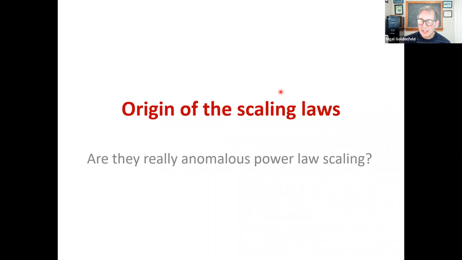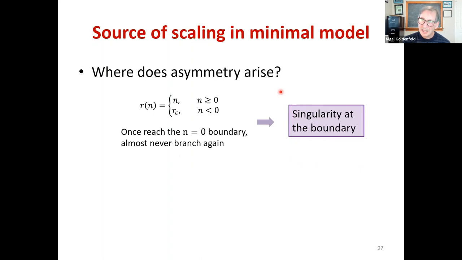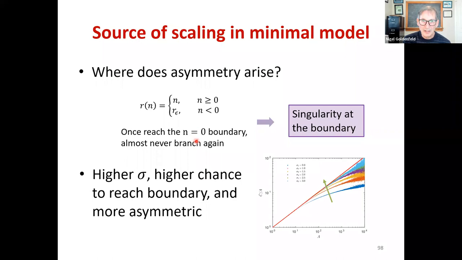And so we have to answer that, we have to figure out where the asymmetry arises. When you look at this rule for speciation rate, you can see that there's some asymmetry here. There's a singularity at the boundary n equals zero, because this boundary, where there is no niche available, is in some sense an absorbing boundary, and it's very unlikely to be able to branch once you've hit that. So the higher sigma is, the higher the standard deviation is, the higher the chance you have to reach the boundary, and the more asymmetric the trees will be. So that's what's going on here.